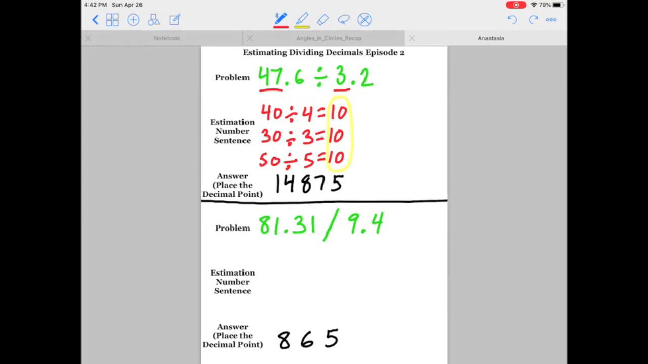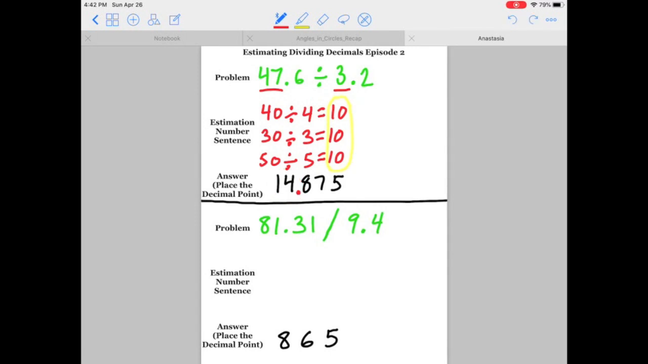Okay, so you need to think, what's close to 10? I know it's either going to be a 1 or it's going to be 14. I'm going to choose 14 because I know 14 is the closest to 10. So that's where I'm going to place my decimal point. So my answer is going to be 14.875. The only reason I know it's going to be 14 point is because I know 14 is close to 10, which is all these estimates over here.